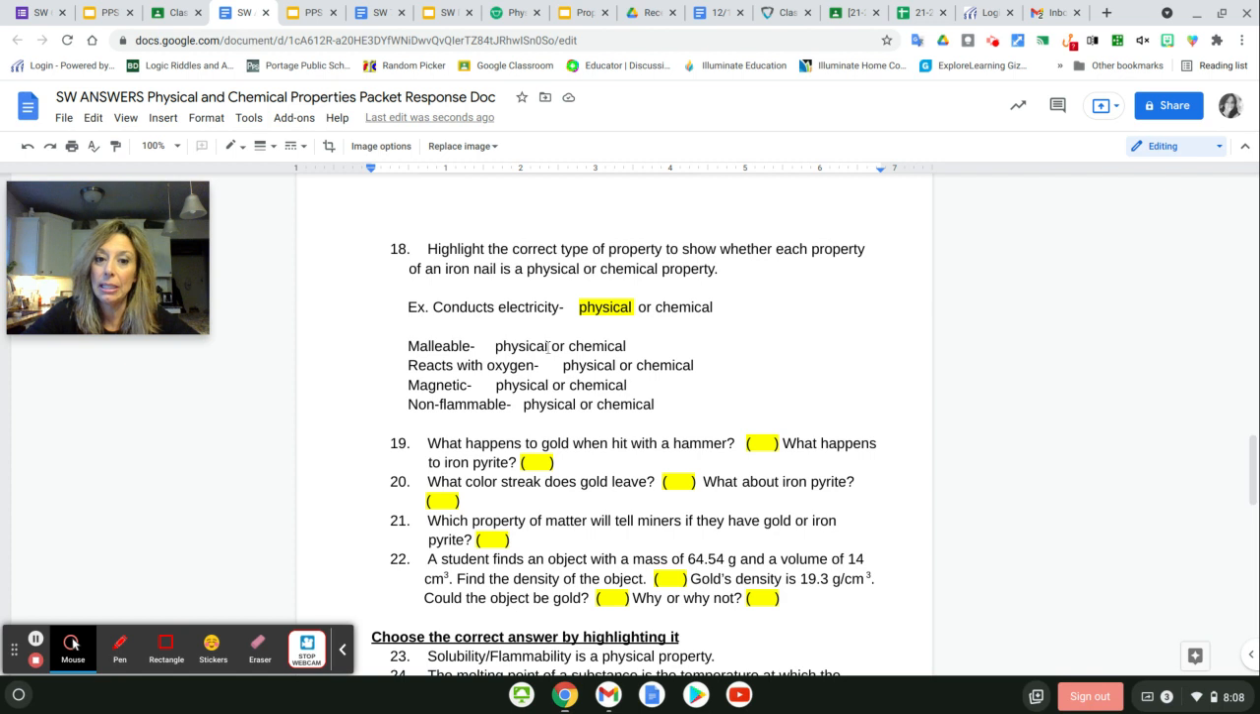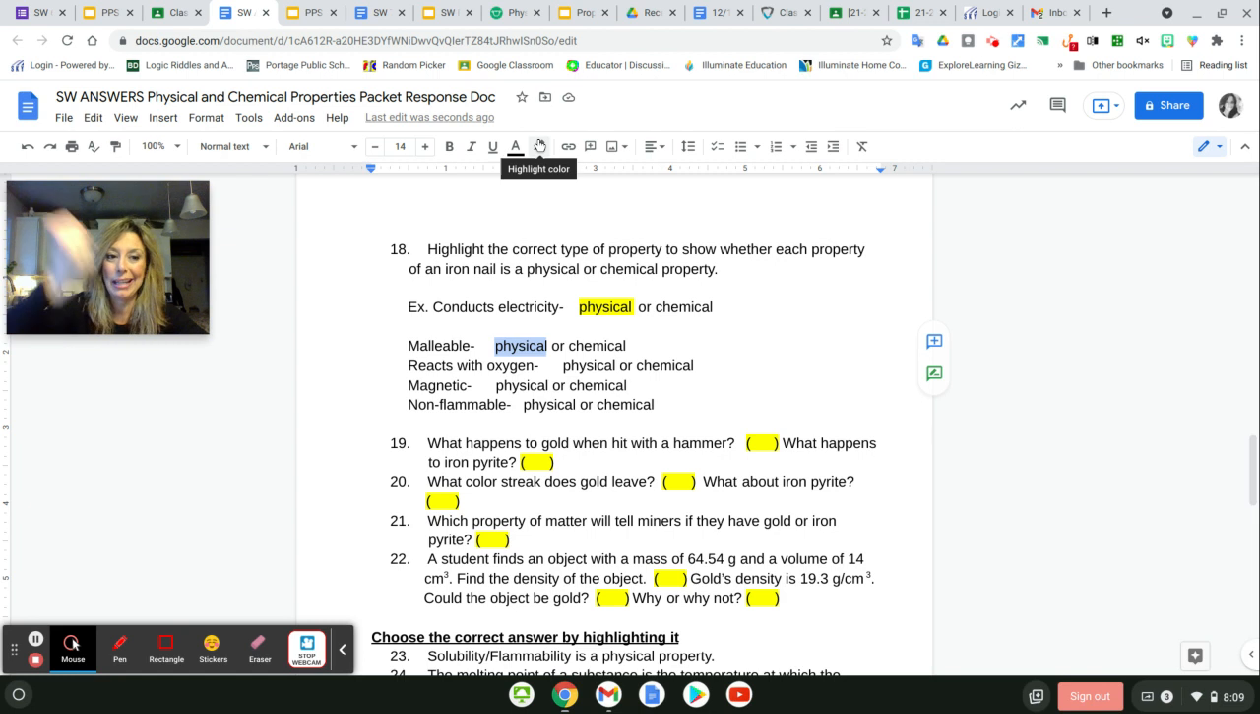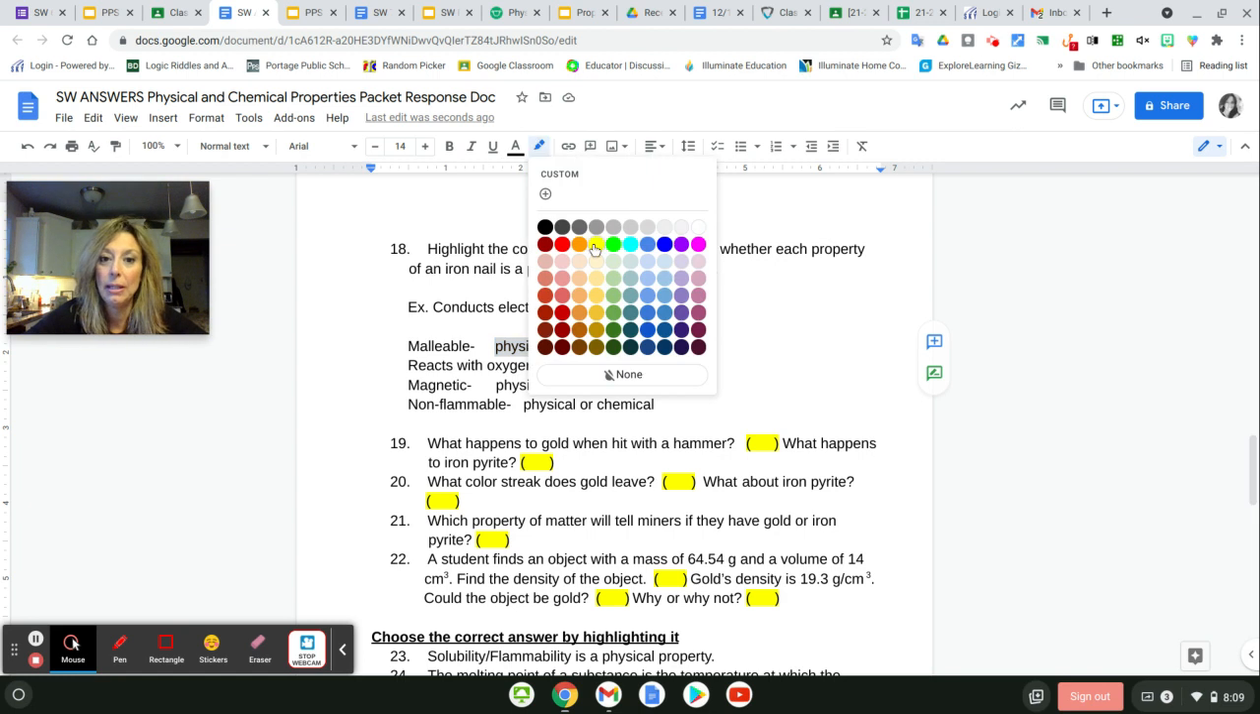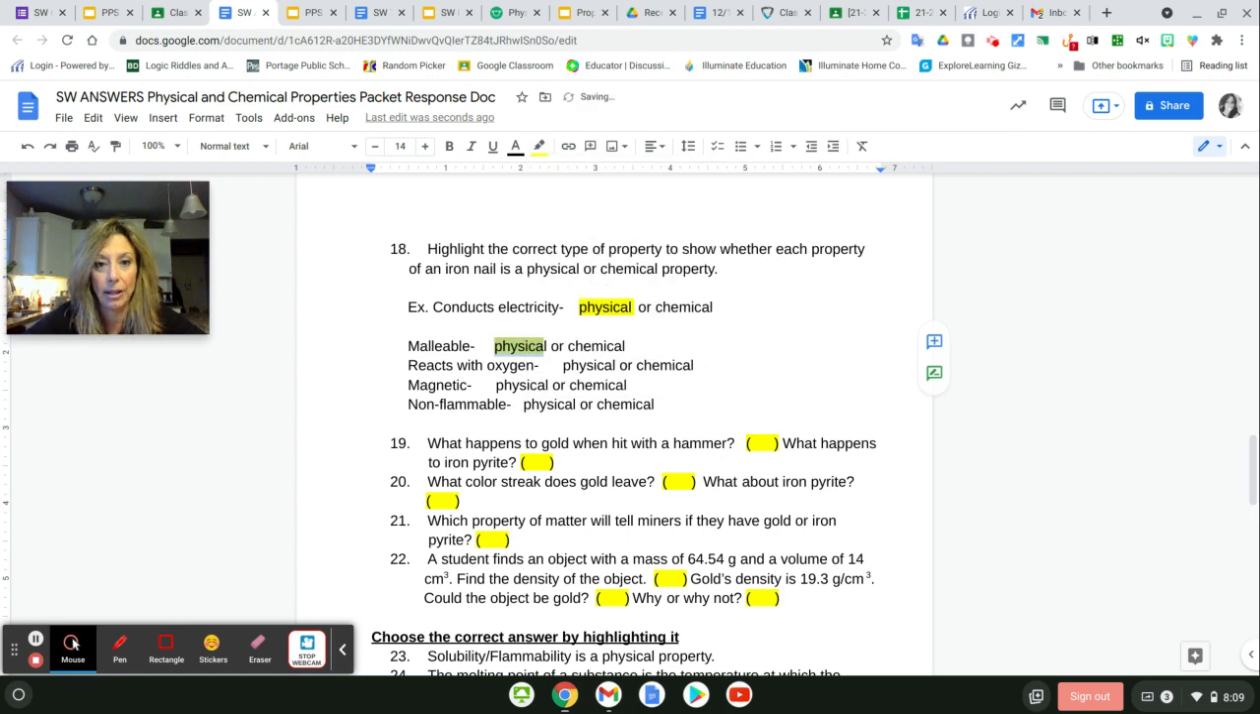So malleability, we've already stated that's physical. So we can bend the nail. We could kind of hammer out the nail and change its shape, but it's still an iron nail. When it reacts with oxygen, that's a chemical one because it's changing into rust. It's a new substance now. Magnetic, okay, it has the ability to be attracted to a magnet, but it's still an iron nail when we observe that. So that would be a physical property.